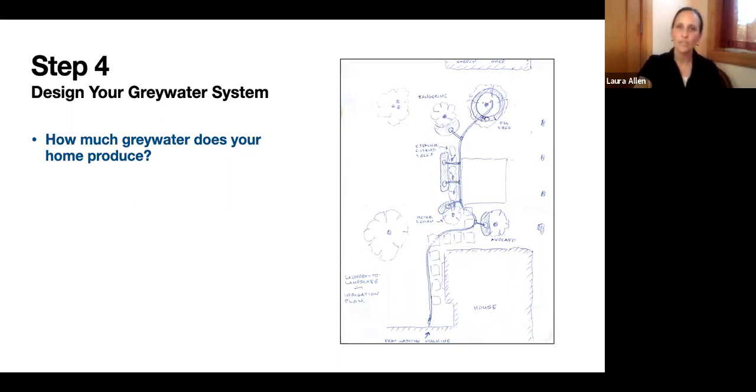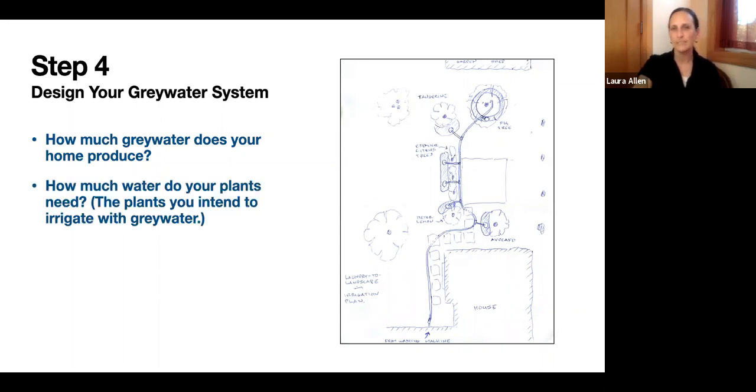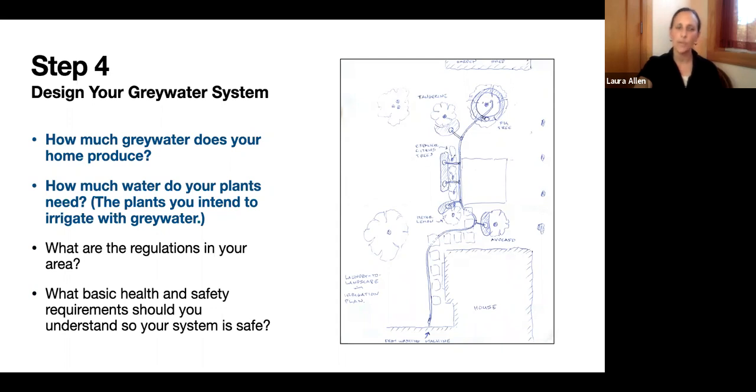So how much gray water does your home produce? How much do your plants need? What regulations are in your area? And I'm going to talk about Oregon regulations in a sec, because that can impact your design. And then basic health and safety requirements. What should you understand so your system is safe?